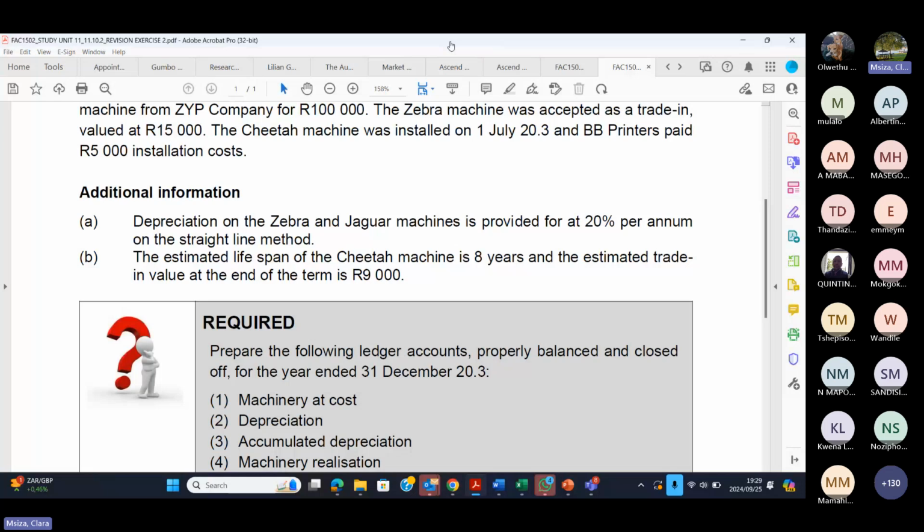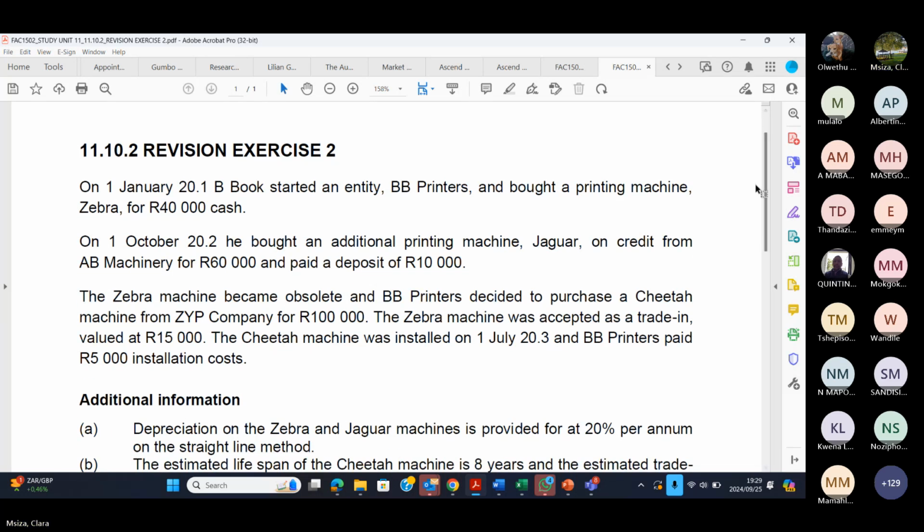Very easy. So now, when we are done with the Zebra machine, let's go to the Jaguar machinery. On 1 October 20.1, we bought an additional printing machine, Jaguar, on credit from AB Machinery for 60,000 and paid a deposit of 10,000. And we're told that the Jaguar machine is provided for at 20% per annum on a straight line method.